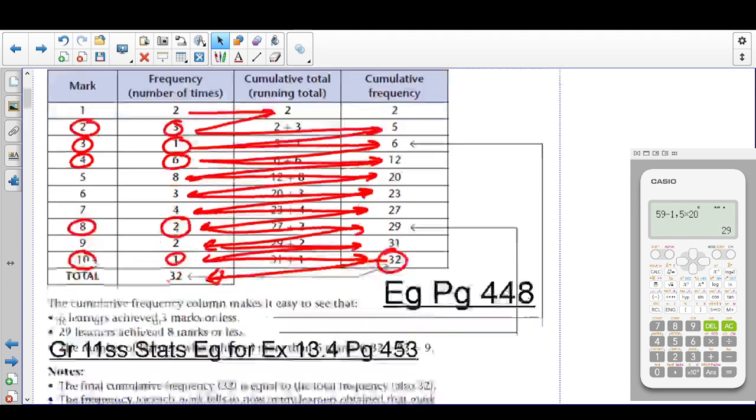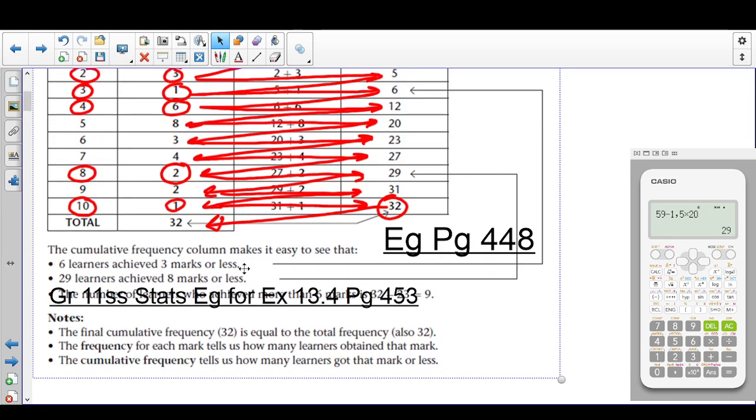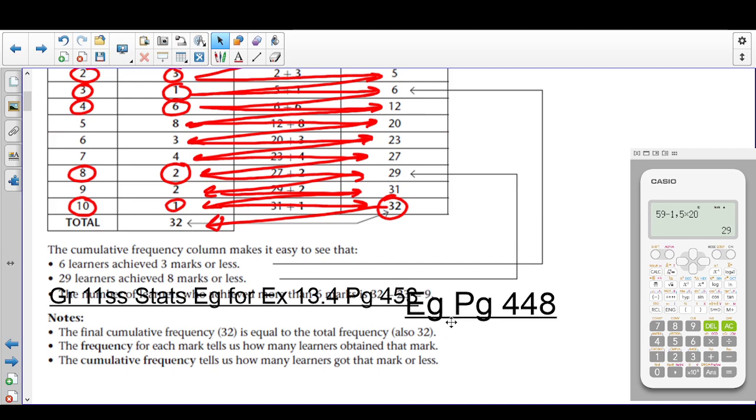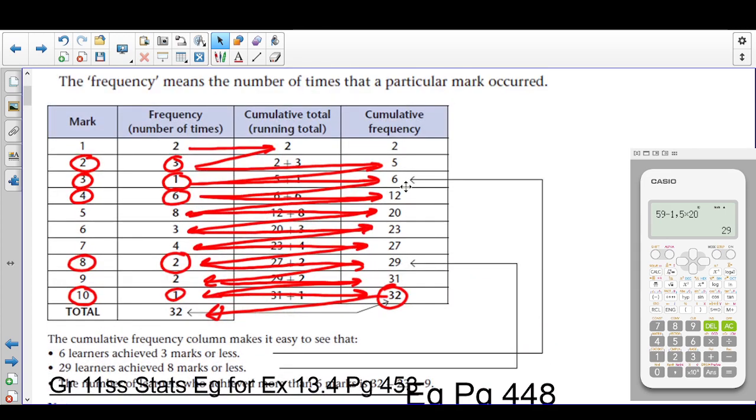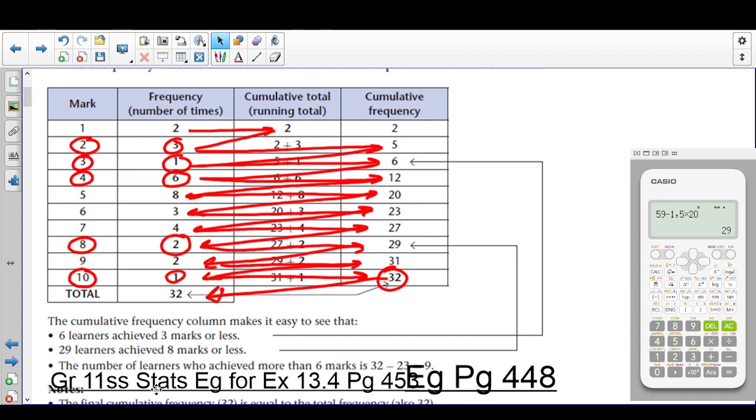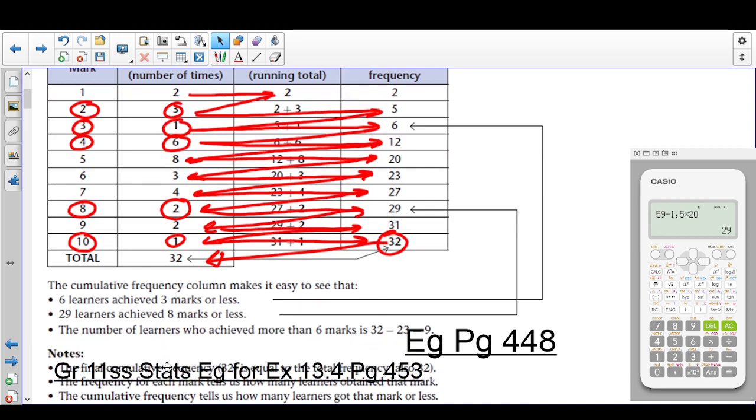So let's see what they say. The cumulative frequency column makes it easy to see that in the first case, 6 learners achieved 3 or less. We spoke about that already. 29 learners achieved 8 marks or less. And then the number of learners who achieved more than 6. More than 6 is of course 7 onwards, not so? So it's going to be 32 minus 23, which indeed is 9. So the cumulative frequency makes it easy for us to do calculations, and it's easy for us to see what's happening. Okay?